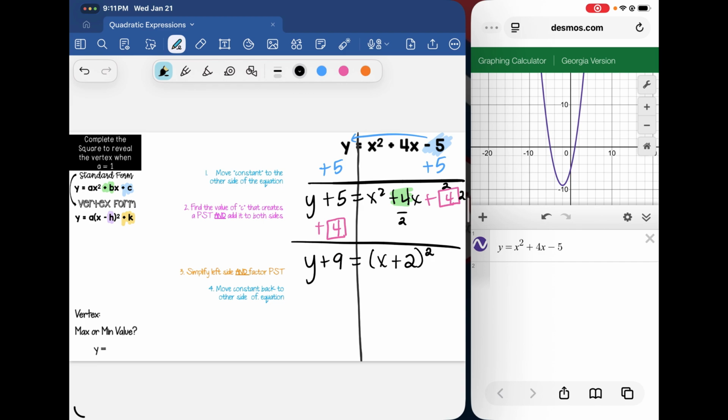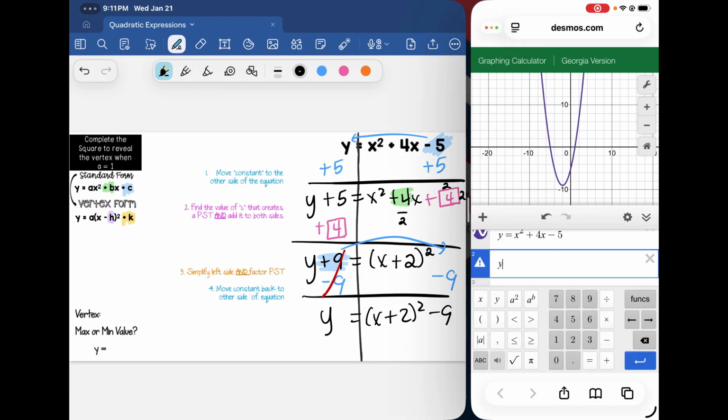Is it written in vertex form? No, because this 9 is over here. And in vertex form, y is by itself. So how do we get this 9 to the other side of the equation? I subtract it. Whatever I do to one side, I got to do to the other side. All right, what's going to cancel out? Because they're opposites, which is going to leave me with y is equal to x plus 2 squared minus 9. Were we right?